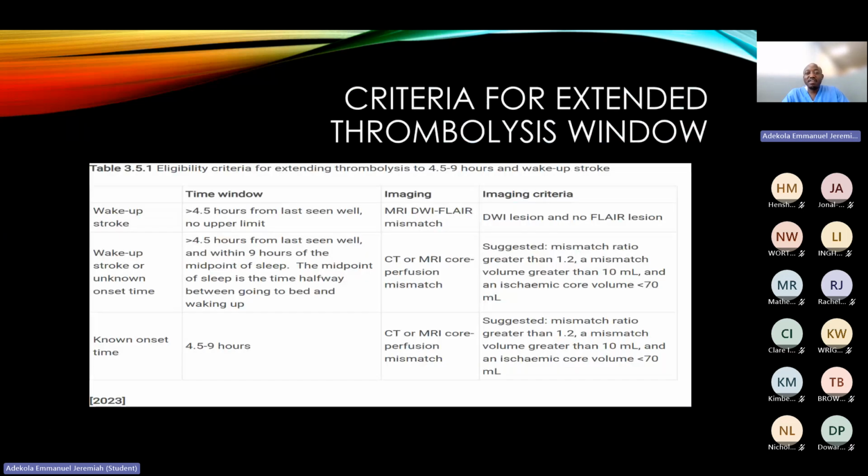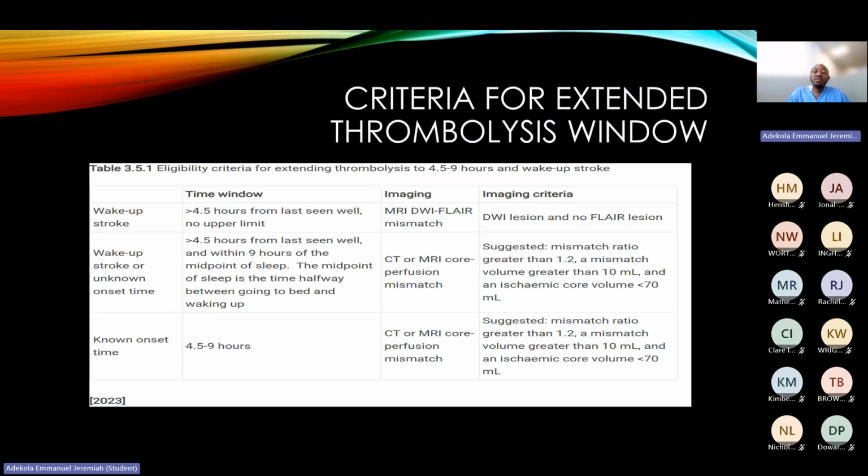But before I define the term, I just want to go over the criteria for extended thrombolysis window. Most patients come in within this window, 4.5 hours. Most patients do miss that 4.5 hours. And with this extended thrombolysis window, up to 9 hours from when they were last seen well, or wake up stroke, as the case may be, they could have thrombolysis.